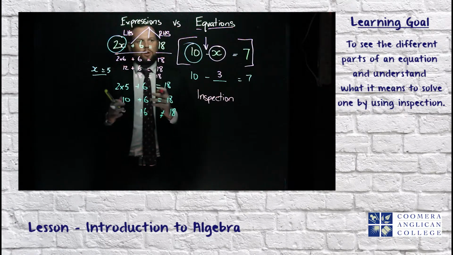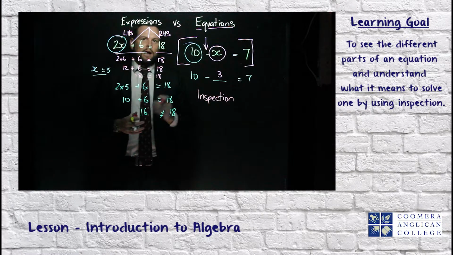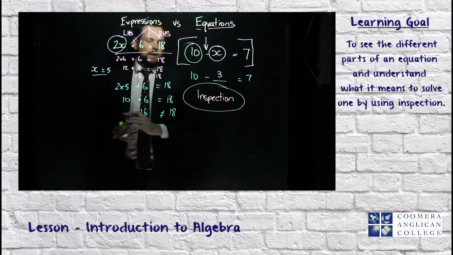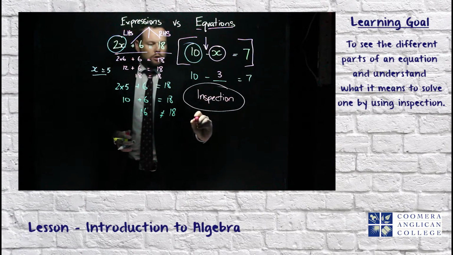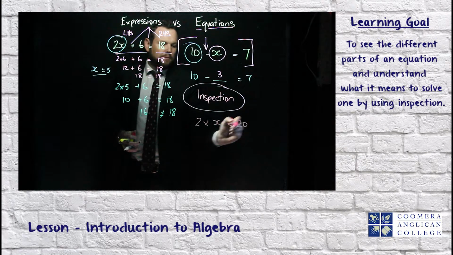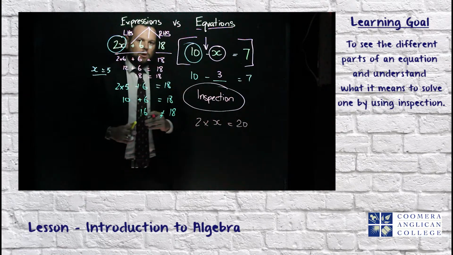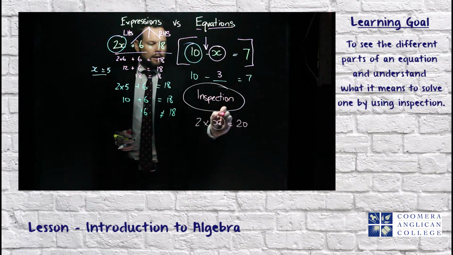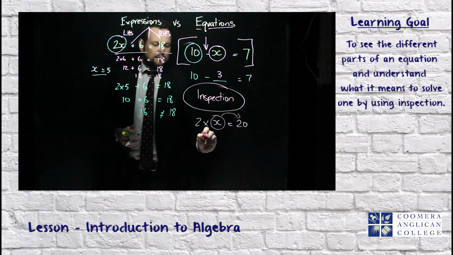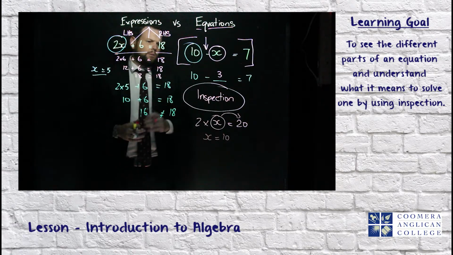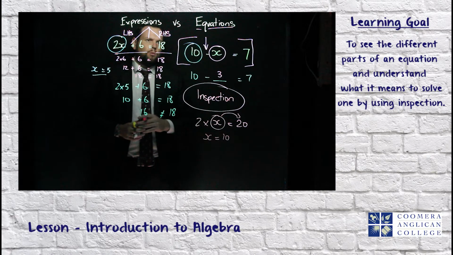In later lessons, we're going to look at how to solve an equation algebraically. But at the moment, we're looking at how to solve them through inspection. So if I have a question that's 2 times x equals 20, and I said to you, solve that using inspection, you would look at it and say, 2 times something equals 20, x must equal 10. That's how we solve something through inspection, and we'll move on later to solving equations algebraically.